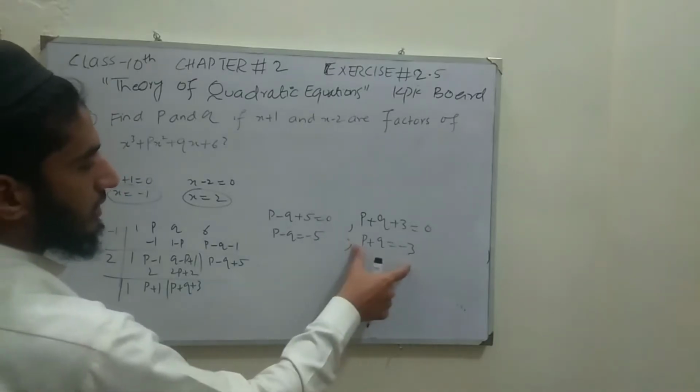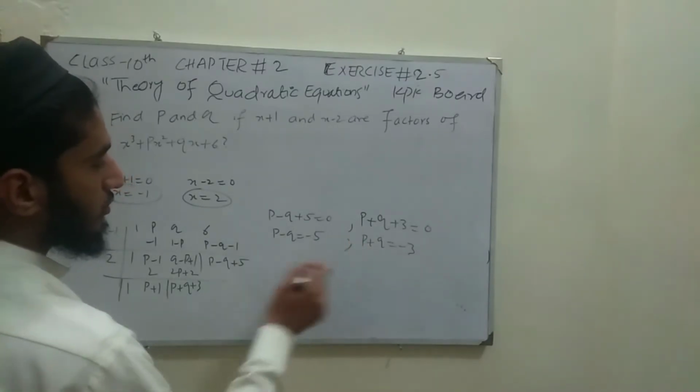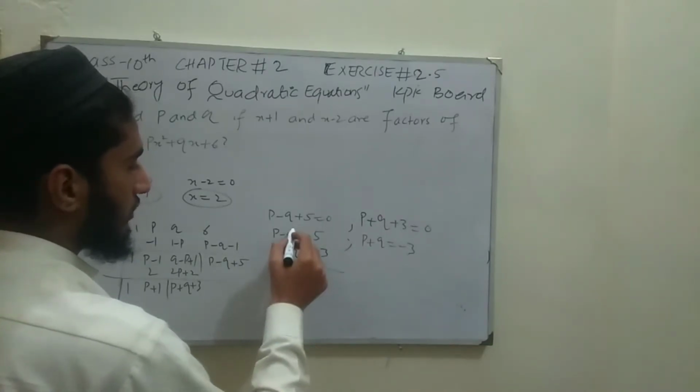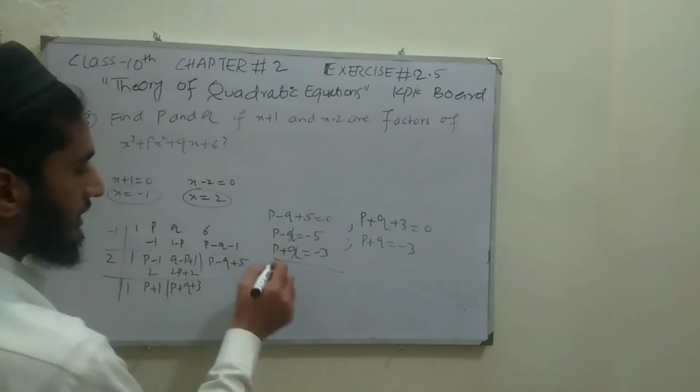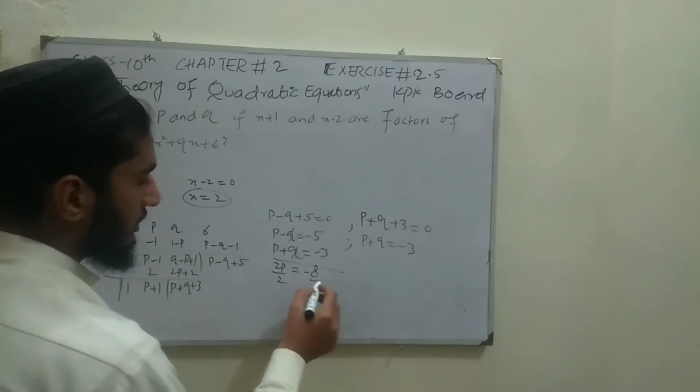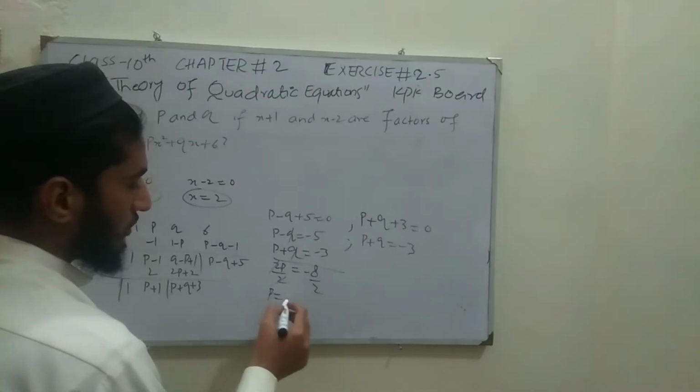Adding this equation with this equation. So p plus q is equal to minus 3. Plus q will cancel out with negative q. P plus p gives us 2p. Minus 5 minus 3 gives us minus 8. Divide both sides by 2, so the value of p will be equal to negative 4.